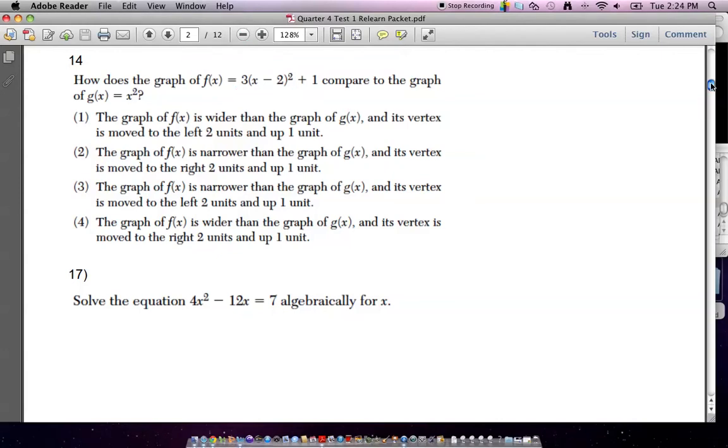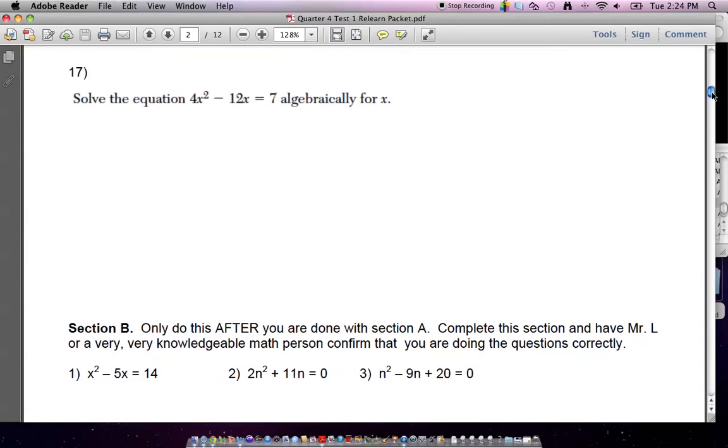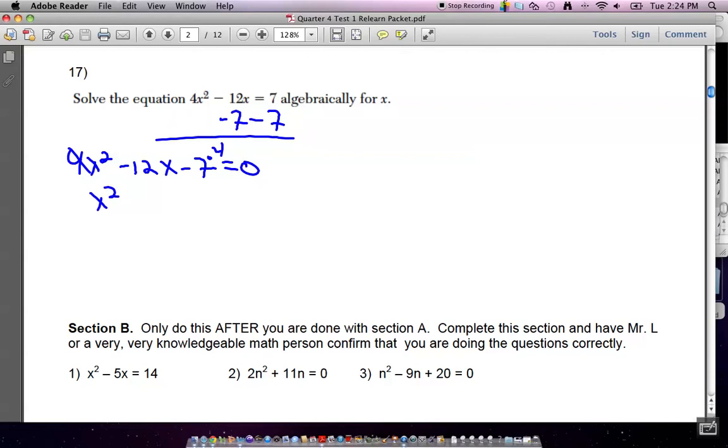Okay, next. Solve the equation algebraically for x. Again, get it all on one side. We always begin with that idea, and I'm going to get 4x squared minus 12x minus 7 equals 0. And then what I notice on this guy is that there's no common factor to pull out. So that means I'm going to go to plan B. Cross out the 4, multiply by 4 here. We just did this in class today. As a reminder, x squared minus 12x minus 28 equals 0.